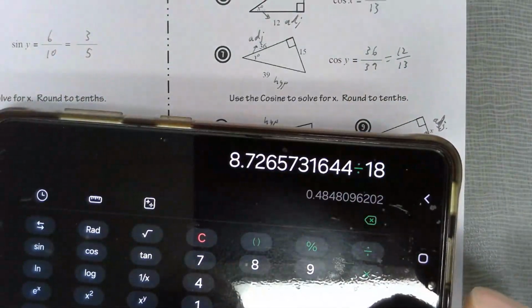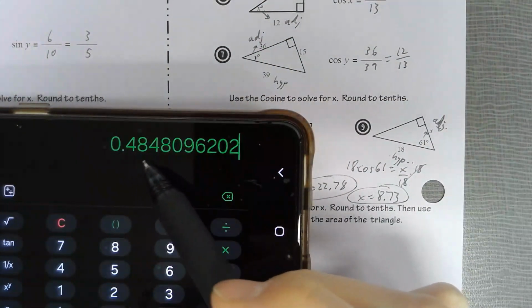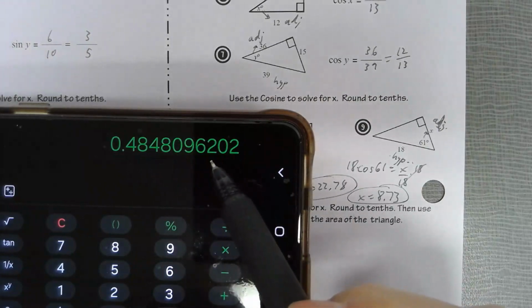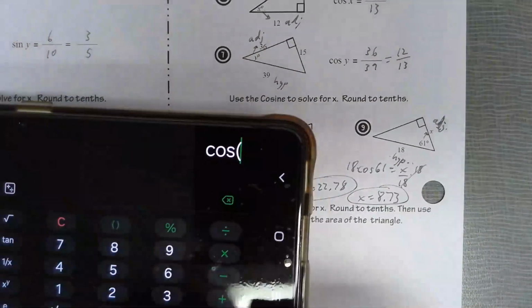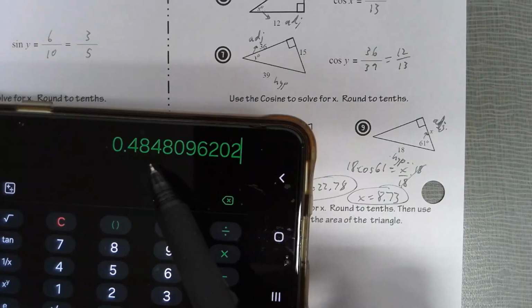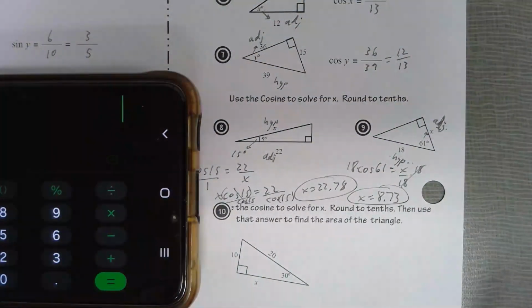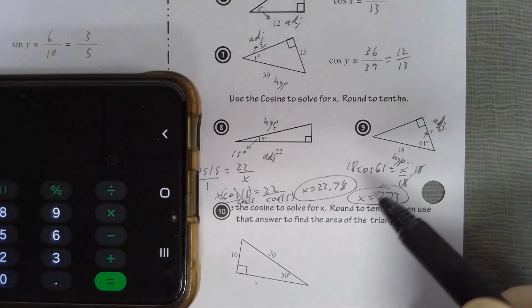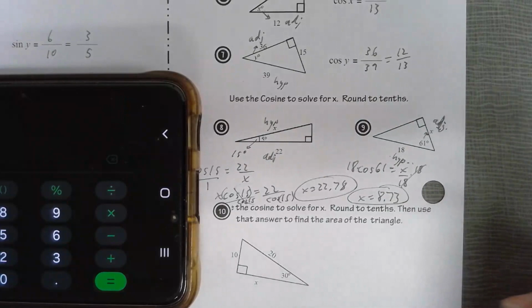Divided by 18. We're looking at the ratio of the adjacent leg to the hypotenuse. We get 0.4848, etc. Okay, and if I evaluate the cosine of 61, I get that 0.4848. Right? So we just want to look at those first couple decimals, make sure that those are the same, and we have ourselves our missing side. So this is a really powerful tool for finding missing sides when you know the angles in these right triangles.